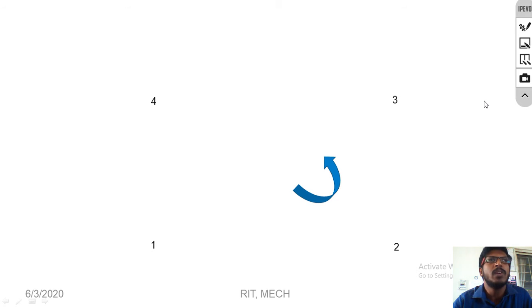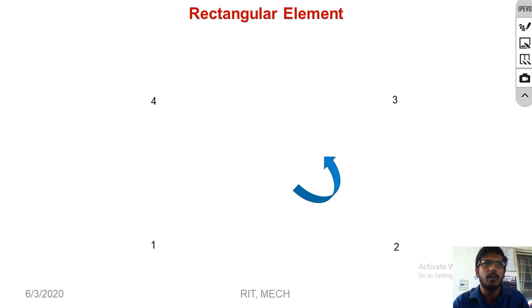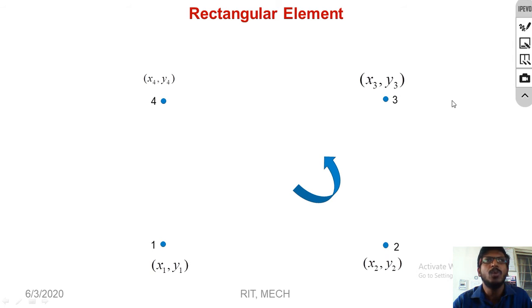Last video we discussed the triangular element. In this video we are going to discuss the rectangular element. The triangular element has only 3 nodes, while the rectangular element has 4 nodes. Again, you all remember the two things.